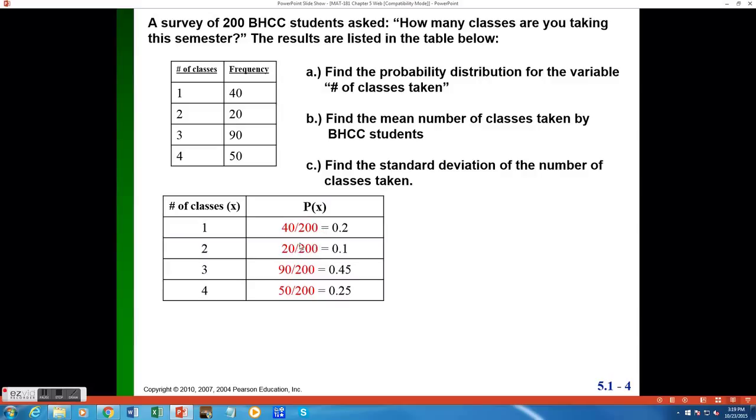I do a similar calculation for the other values of x, which are the number of classes. For two classes, there are 20 students taking two classes. 20 out of 200 would be 0.1. When I complete this table, if I have a valid probability distribution, the sum of all my probabilities should add up to 1. This would ensure that I have taken into account every single possible value of x.